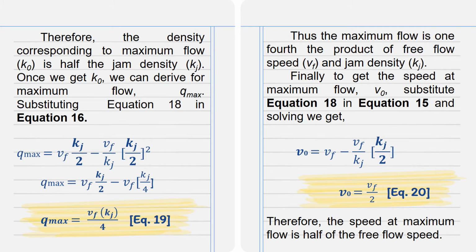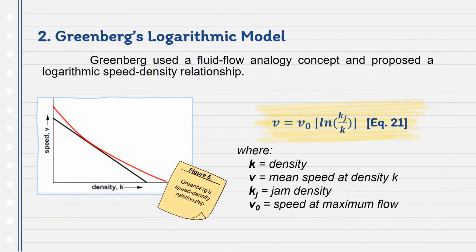Next macroscopic model was proposed by Joseph Greenberg, which is Greenberg's logarithmic model. Greenberg used the fluid flow analogy concept and proposed a logarithmic speed-density relationship, which is shown in figure number 5, and it is also shown in the equation v is equal to v sub 0 times the natural log of the quantity k sub j all over k, where k is the density, v is the mean speed, k sub j is the jam density, and v sub 0 is the speed at maximum flow.